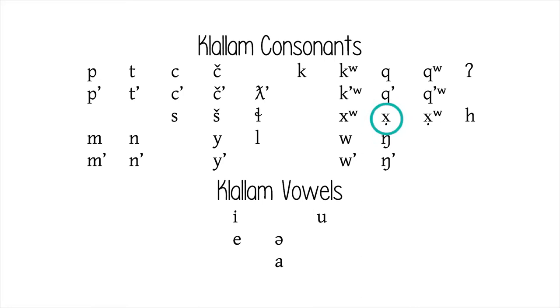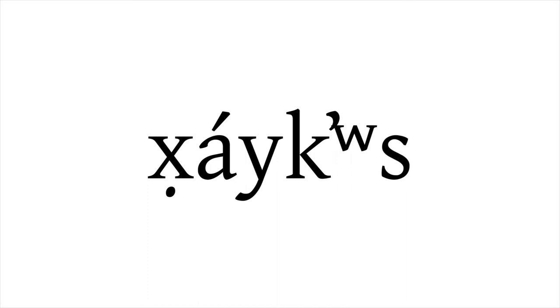An X with a dot underneath is called a back X, and it's unlike any English sound. It makes a rough throat-clearing sound. It's in the Klallam word for raccoon.